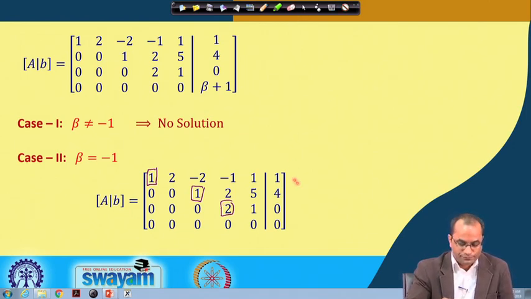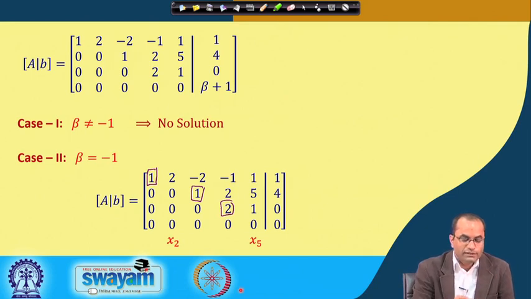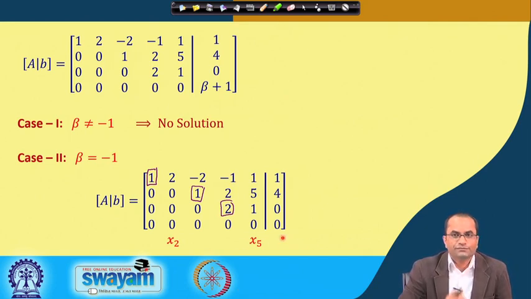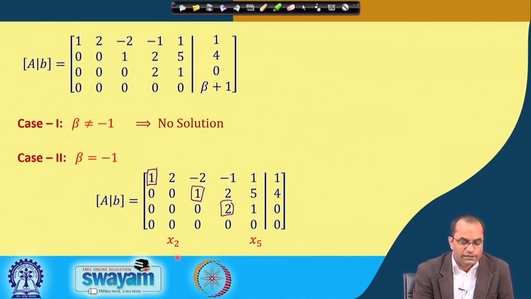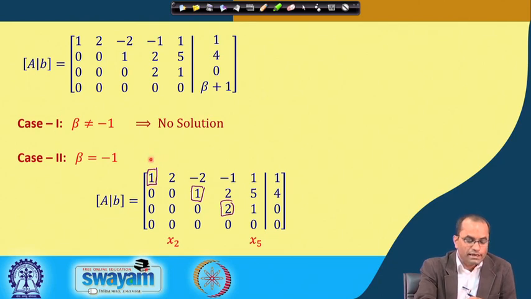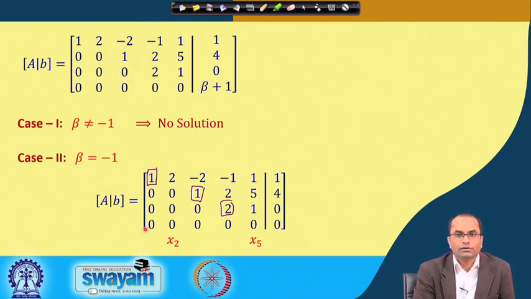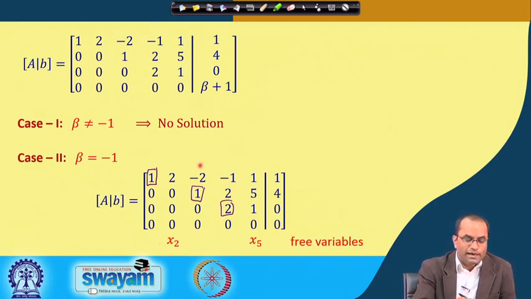Coming now to this one, we will introduce the free variables, and again just to recall from the previous lecture, this is more general, so we will understand here. The first column has a pivot, so we will not take this as a free variable. The second column does not have a pivot, so this x2 we have marked here as a free variable, and this column has a pivot.